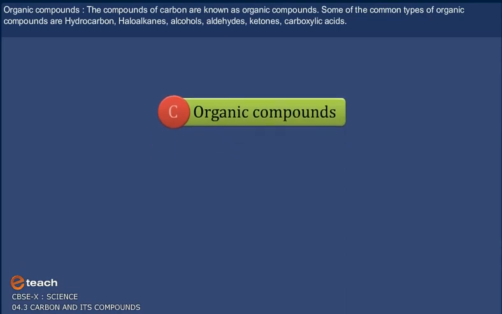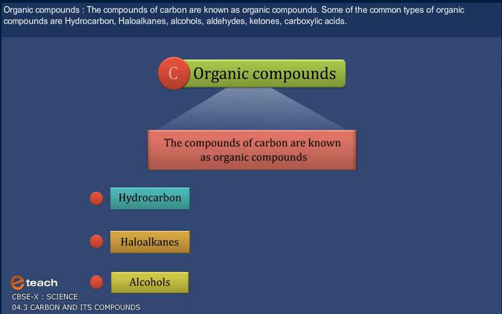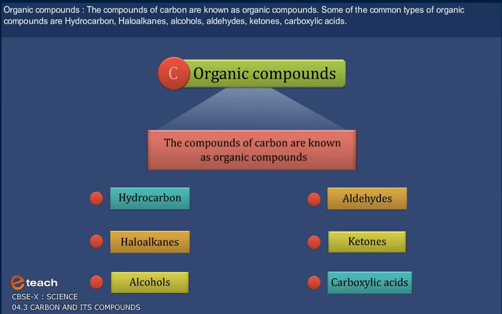Organic compounds. The compounds of carbon are known as organic compounds. Some of the common types of organic compounds are hydrocarbons, haloalkanes, alcohols, aldehydes, ketones, carboxylic acids.